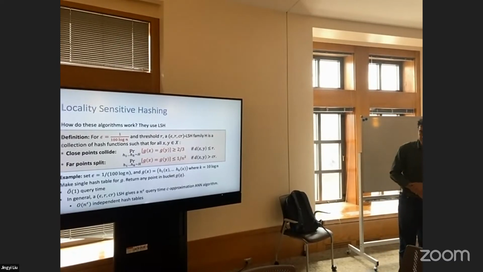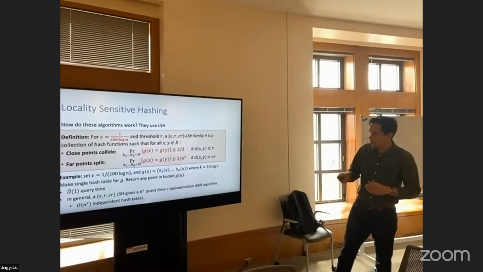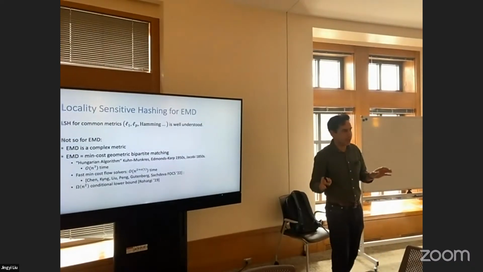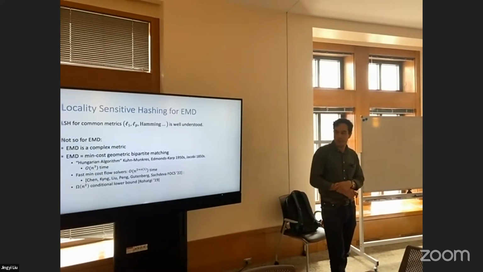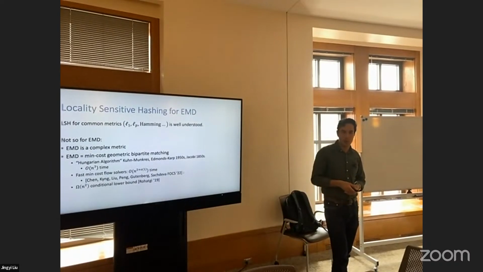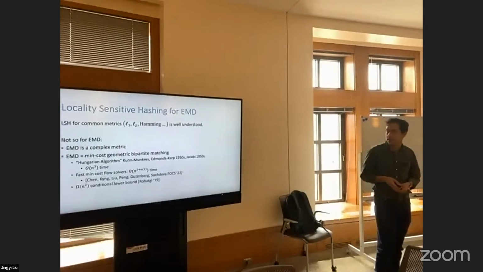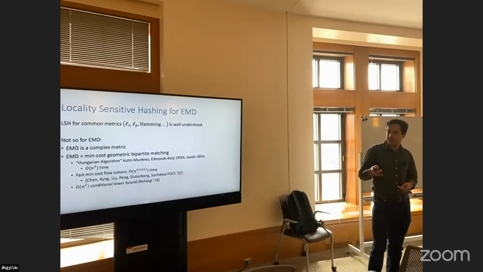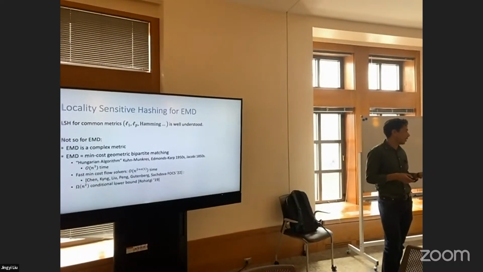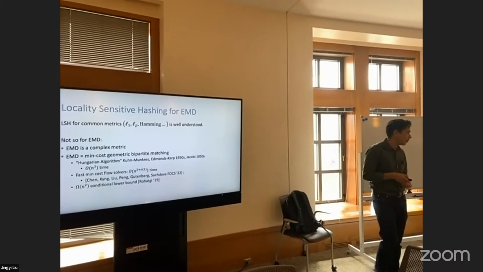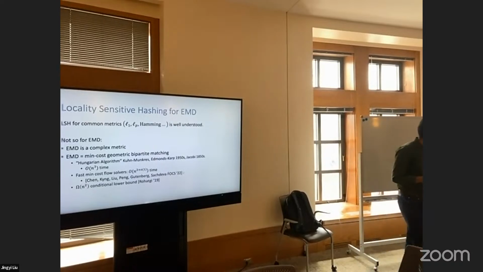So this is just the definition. By now we have a really good understanding. This is an almost 25-year-old definition. We have a really good understanding of these things for all the basic metric spaces that you see a lot, like L1 distance, Hamming norms, L2, Jaccard distance. But that's not the case for EMD. We don't really have a great understanding of the tight bounds for what you can get for LSH for EMD.